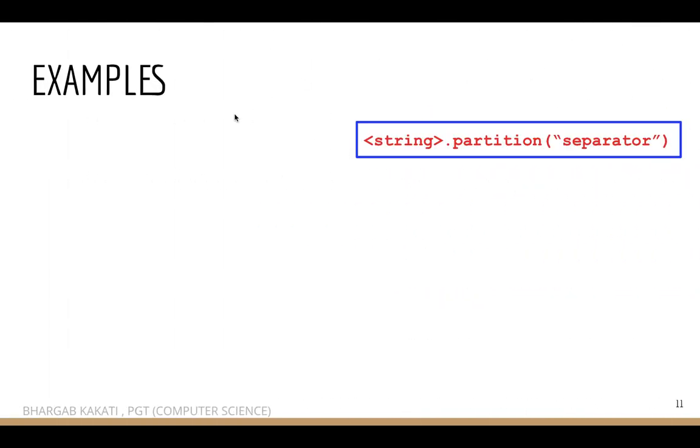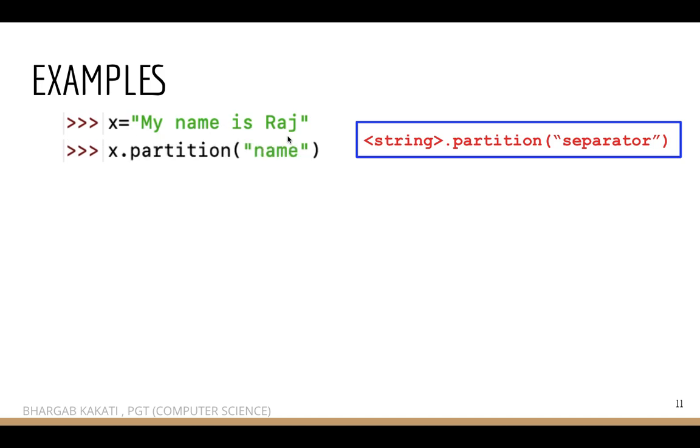So this is the syntax. Now if I have a string assigned in the variable x, where x is equal to "my name is Raj", and in the next line I give x dot partition, and within brackets I give "name", now at "name" the entire string will be separated into three parts.